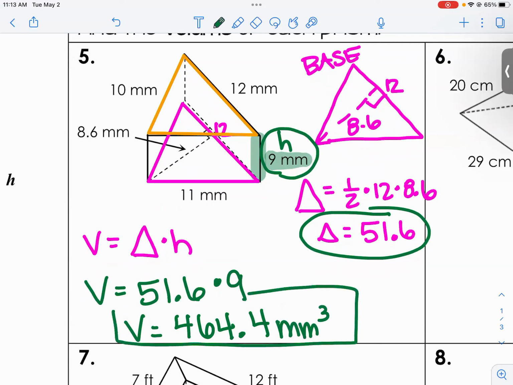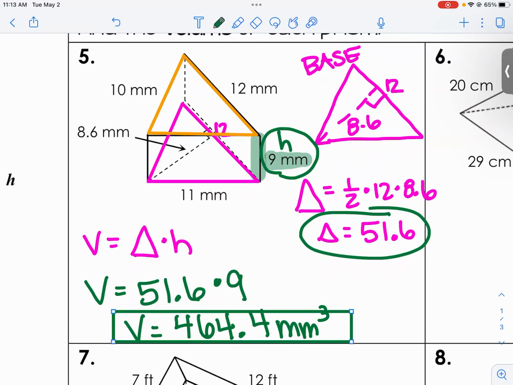So we're finding the base before we times by height. So we have to find the area of the triangle and then we multiply it by the height. So we're doing an extra step. So there's 2 steps. Area of the triangle and then multiply it by the prism's height. Okay. So try another one.